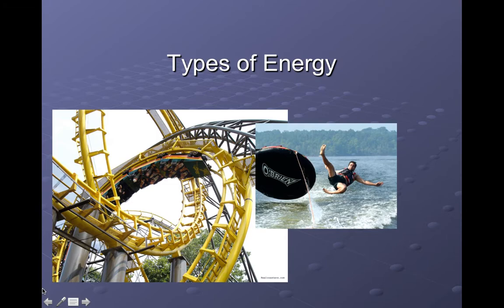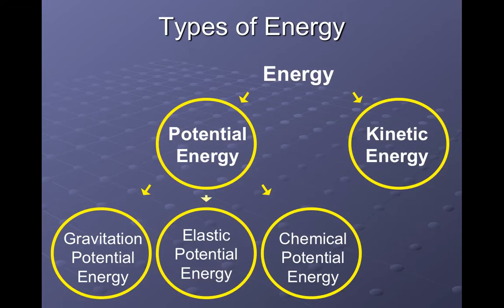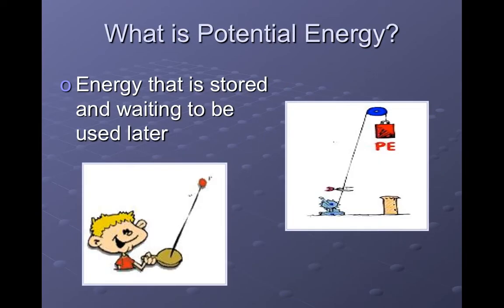Types of energy. There's many different types of energy. A couple of you probably have heard before are potential energy and kinetic energy. Potential energy can be further broken down into three different types: gravitational potential energy, elastic potential energy, and chemical potential energy. So what is potential energy? Potential energy is the energy that is stored and waiting to be used at a later time.